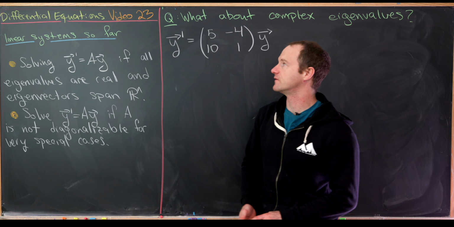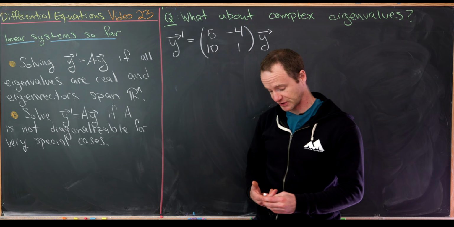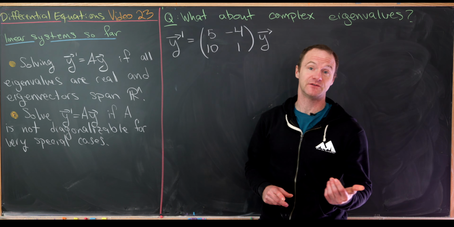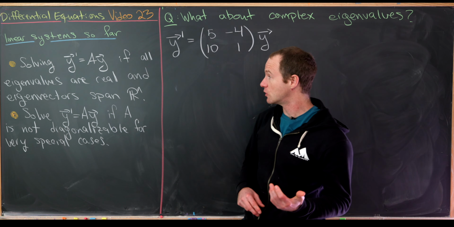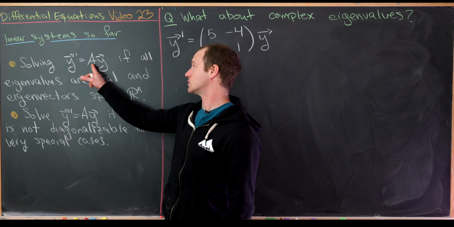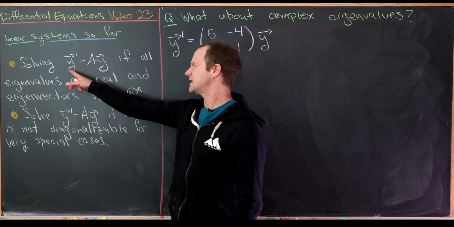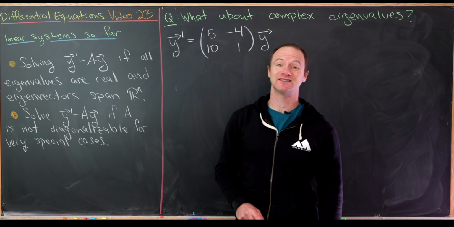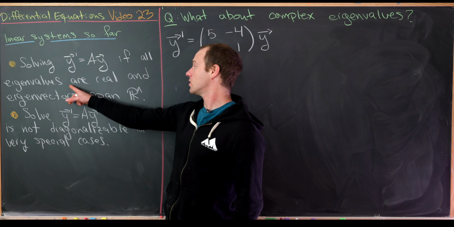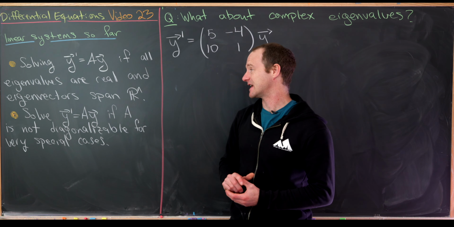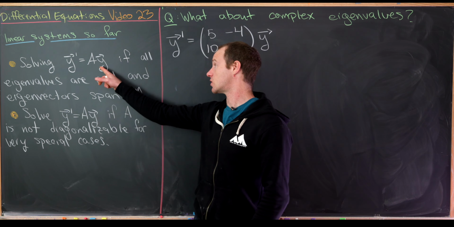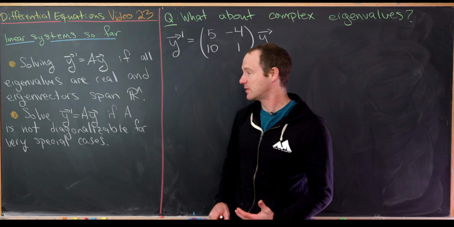This is the 23rd video in a series on ordinary differential equations. For the past two videos, we've looked at linear systems of differential equations. So far, we've been able to solve the differential equation y prime equals A times y, where these are both vector valued functions and A is an n by n matrix, if all of the eigenvalues are real and the eigenvectors span R^n.